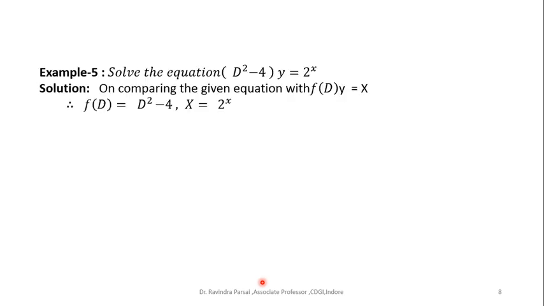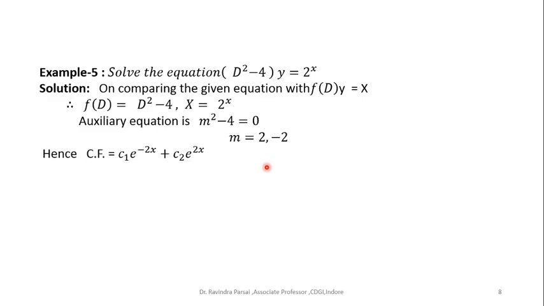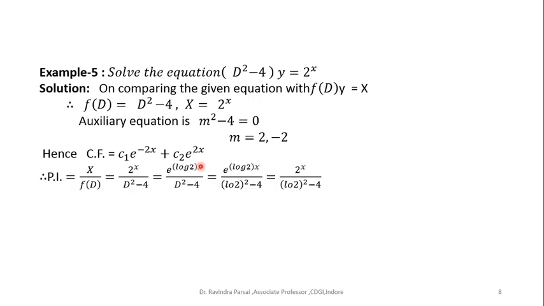Let me concentrate on the next example, the fifth question: D square minus 4 of y equal to 2 raised to x. Again you have the same strategy: by comparing standard forms, then writing the auxiliary equation, and then finding its roots. The roots are plus 2 and minus 2. Then the roots are different and real. On this basis we write the complementary function as c1 e raised to minus 2x plus c2 e raised to 2x. Now you are going to find its particular integral here.